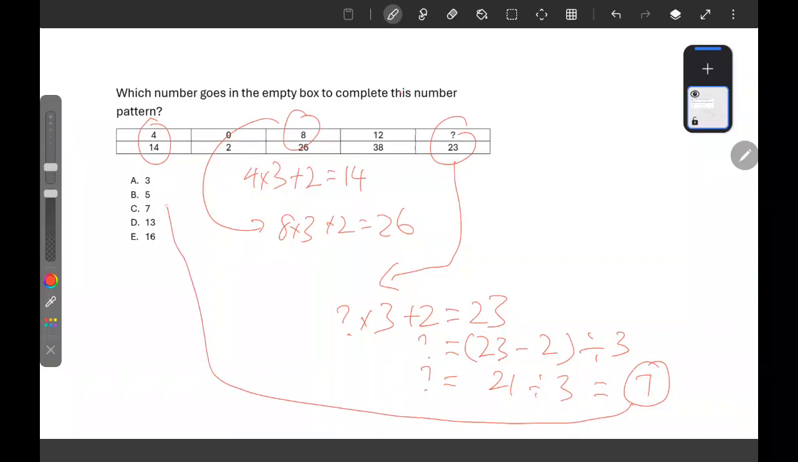The concept here is input and output rules and using inverse operations to work backward.